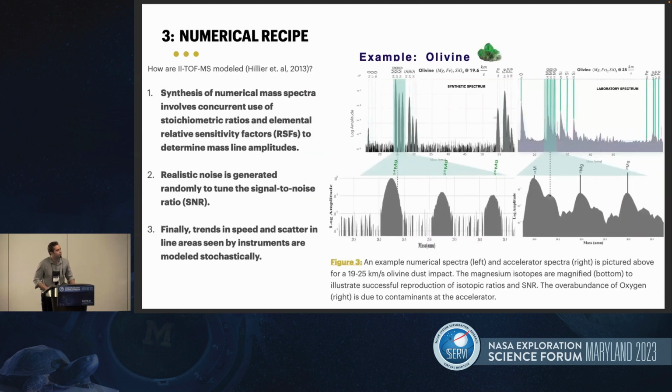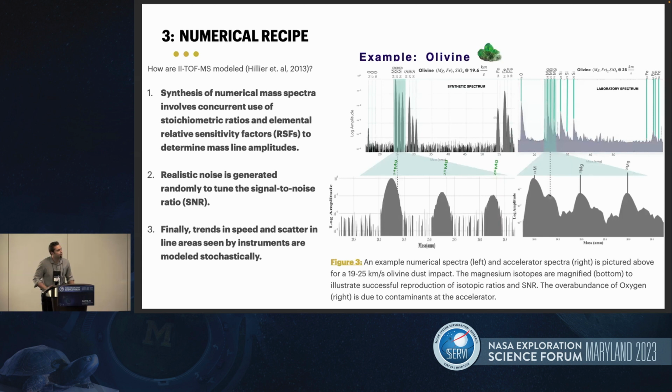So the way that we're generating numerical data and trying to model these measurements for future missions is that we start off with the raw composition, so the stoichiometric ratios of our intended sample. From there, we generate realistic noise. This is done by looking at the power spectrum from existing mission and accelerator data and basically applying it randomly throughout, giving us a tunable SNR. And then finally, we look at trends with speed in our measurements and try to replicate them.